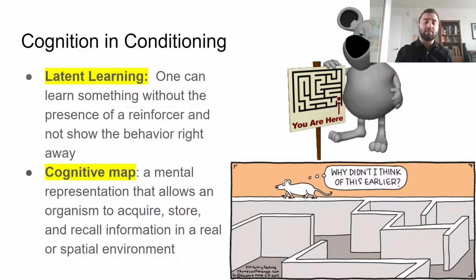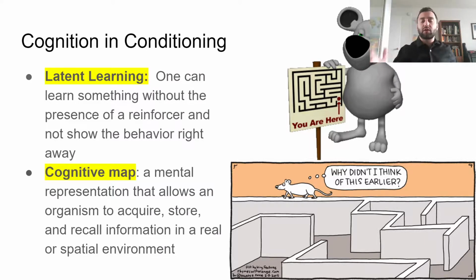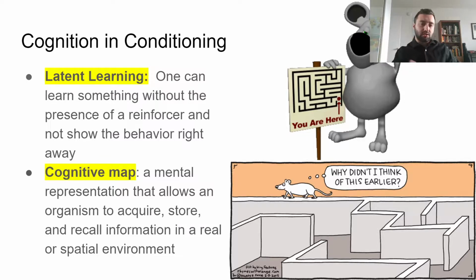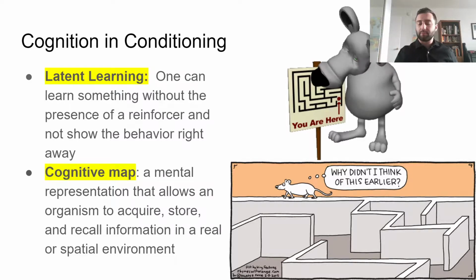A cognitive map is a mental representation that allows an organism to acquire, store, and recall information in a real or spatial environment. Here's the example that we can give, and actually how this was discovered, or why we believe that there's this cognitive aspect to what's going on with our conditioning. For example, obviously you've heard about mice doing different kinds of mazes to test all sorts of different things. I'm sure you've seen that kind of image somewhere when you think about science, right?